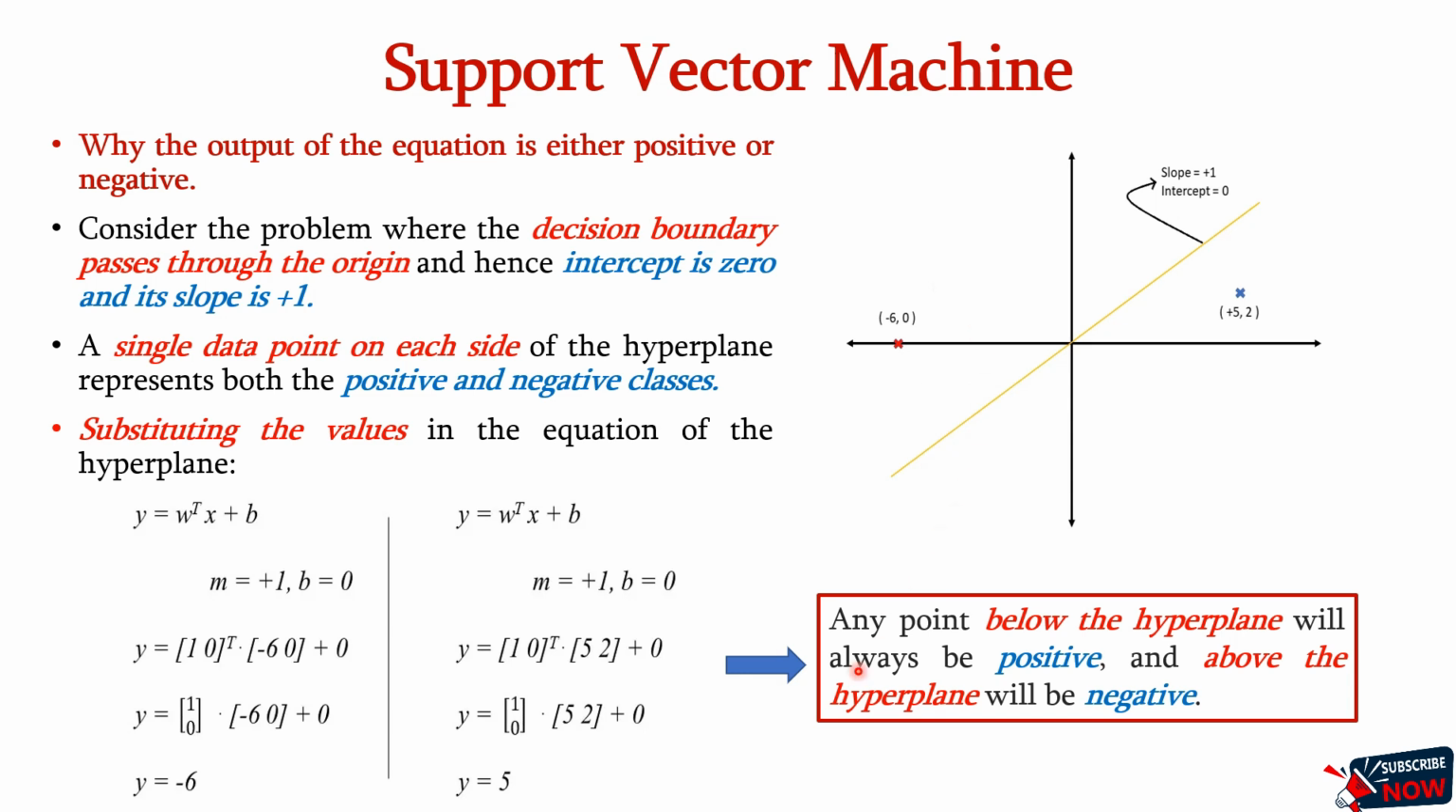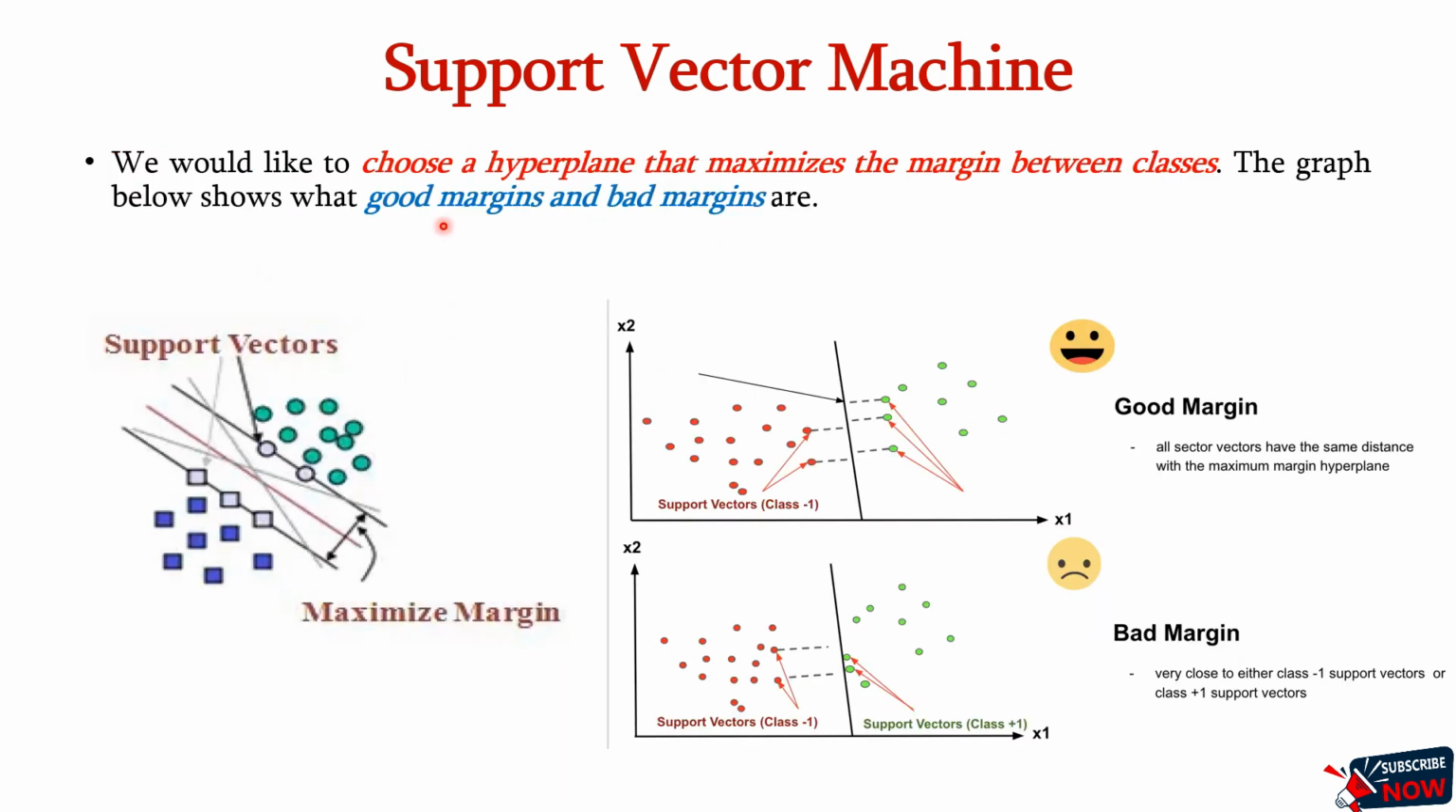So this is not applicable for all types of hyperplane. Since the direction is going like this, it is considered as below hyperplane is positive and above hyperplane is negative. But if the direction of line is coming this side, it will be the reverse of this. So thus we have understood why the output of the equation is either positive or negative by using this example. So whenever we choose a hyperplane, we have to choose the plane such that it maximizes the margin between the two classes. So here are the examples of good margin and bad margin. So good margin means there is a large distance between the support vector and the hyperplane.